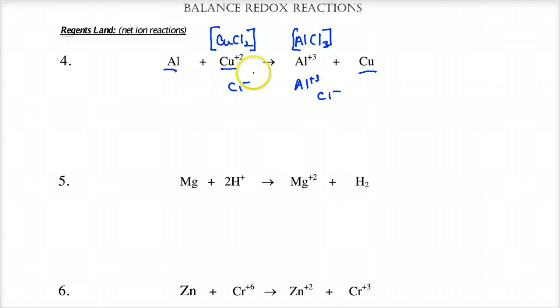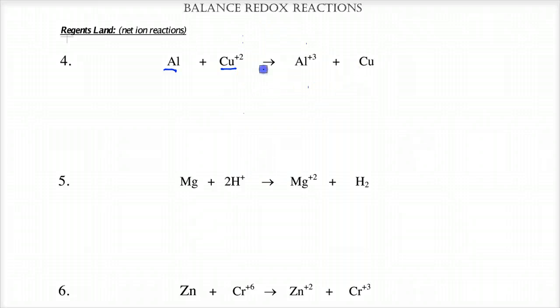And what we would do is we would get rid of the spectator ions. In this reaction, the ion just hanging around would be the chloride ion. So if you get rid of your spectator ions, you'd be left with this overall net ion reaction. We've talked about net ion reactions.